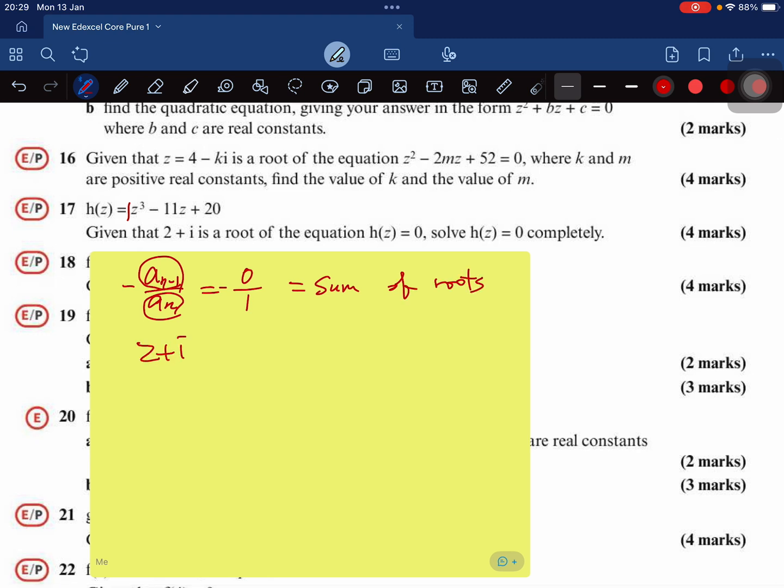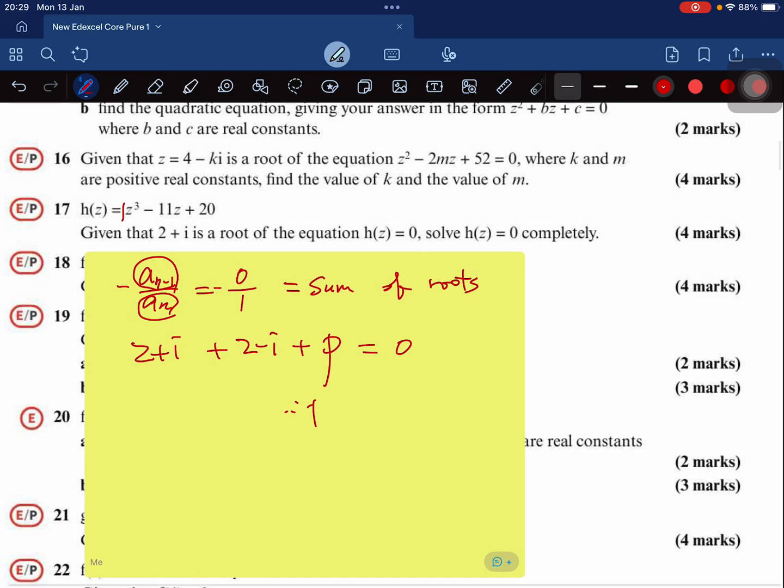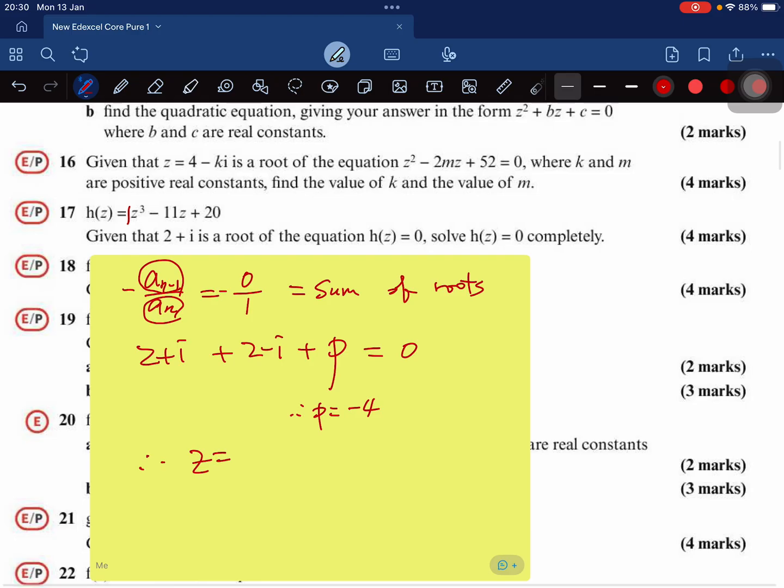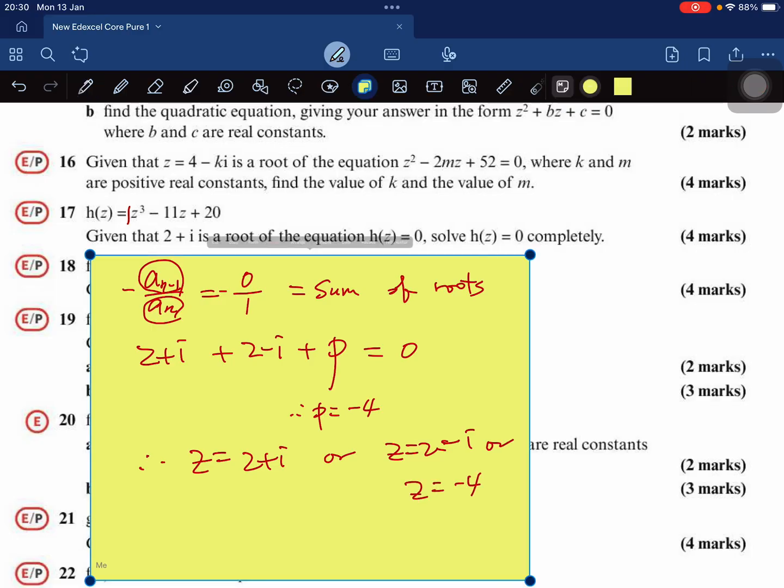So we have 2 plus i and 2 minus i, and we don't know the third root. Let's call it p. The sum should be 0. So p equals negative 4. So we found all roots now. Therefore, z equals 2 plus i, or z equals 2 minus i, or z equals negative 4.